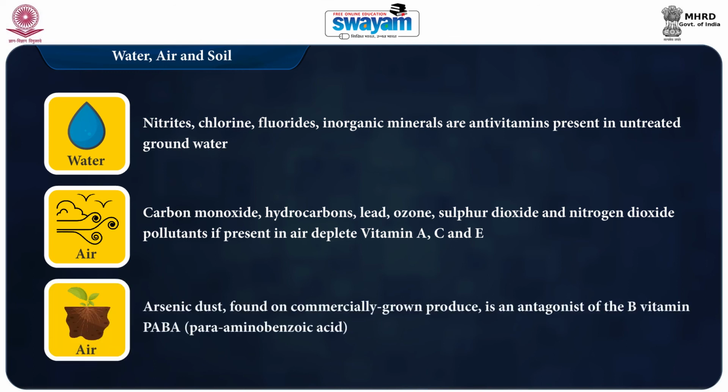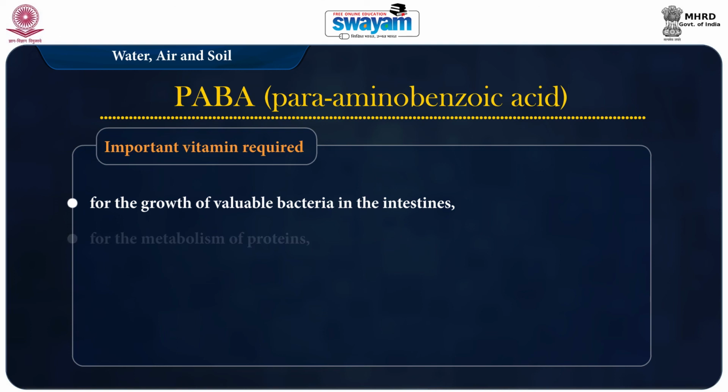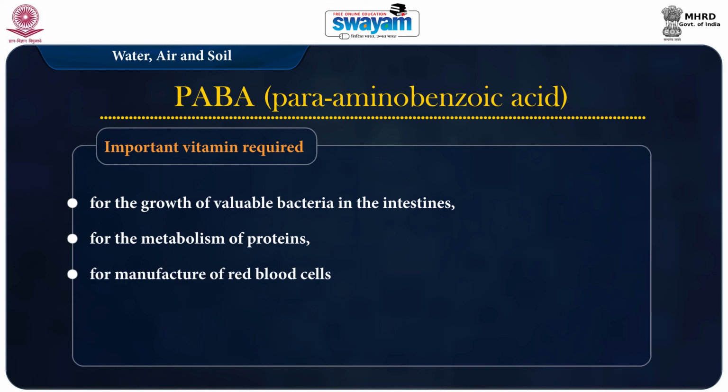Now, arsenic dust, which is generally found on commercially grown produce, is an antagonist of the B vitamin para-amino benzoic acid. Now, this is an important vitamin which is required for the growth of valuable bacteria in the intestines, for the metabolism of proteins, for manufacture of red blood cells and for healthy skin and hair.